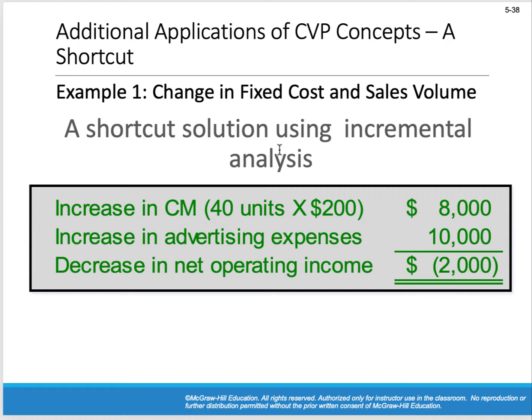How did we do it? Well, we looked at the increments and we said, okay, we know that our contribution margin per unit is $200. If I sell 40 more units, that means my contribution margin is going to increase by $8,000. Well, my fixed expenses also increase. This time they increase by $10,000. So we're looking at the change, the increase in contribution margin compared to the increase in those fixed costs show a decrease in net operating income by $2,000.